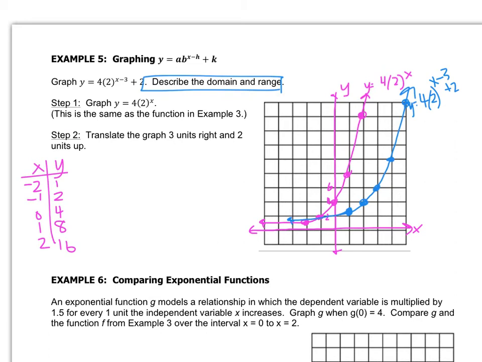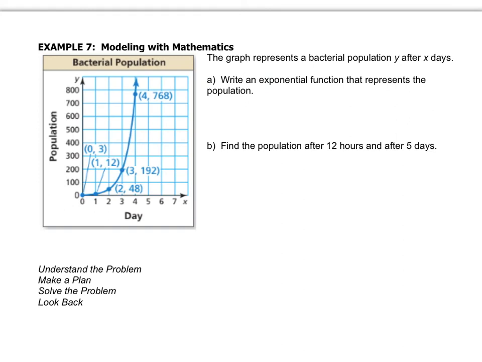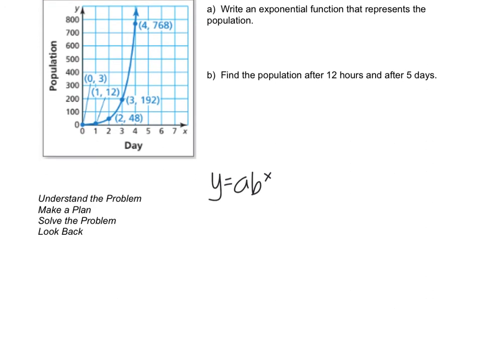All right, in the interest of time, we're going to skip example 6, and we're just going to move on to example 7. So we have this graph. It represents the bacterial population Y after X days, and they want us to write an exponential function that represents the population. So remember, the formula for an exponential function is y equals ab to the x, and I will tell you what these pieces mean. The a stands for the y-intercept, and the b stands for that ratio that you're multiplying by.